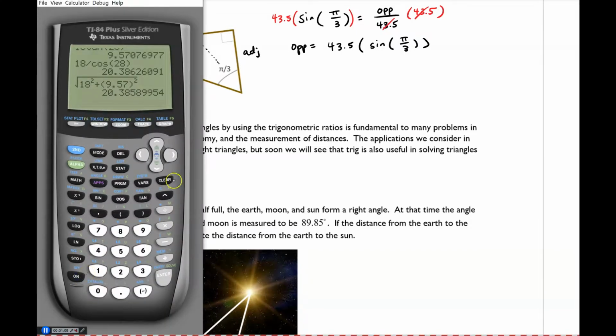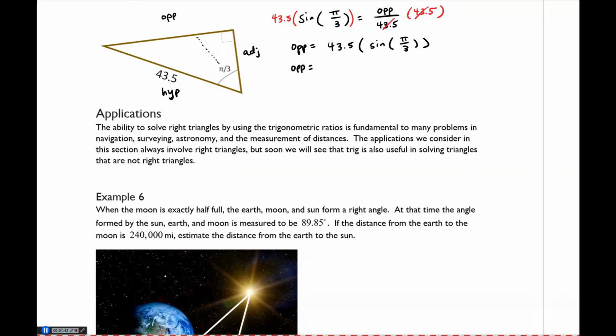So I'm going to go ahead and turn on my calculator and make sure that my calculator is in radians. And now I do 43.5 times sine of pi divided by 3. So that's 37.7. I'll round it to one decimal place since the 43.5 is rounded to one decimal place. So the opposite length is 37.7.